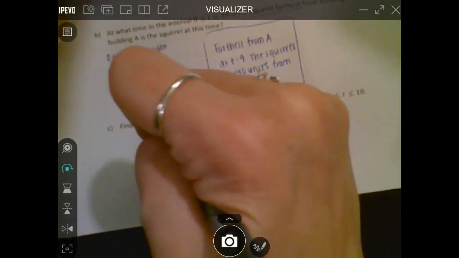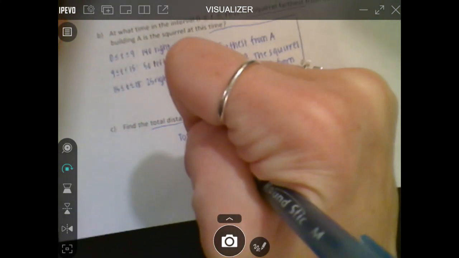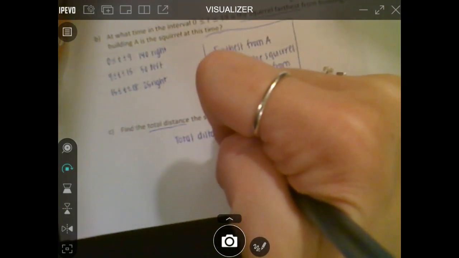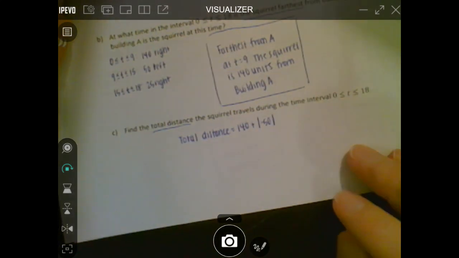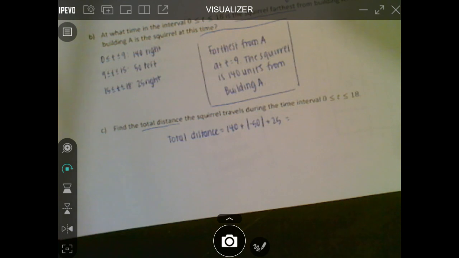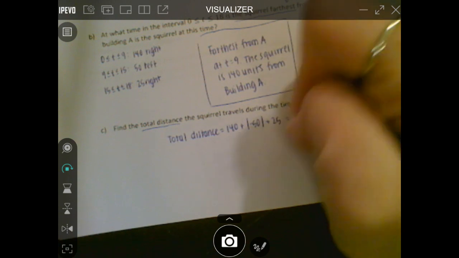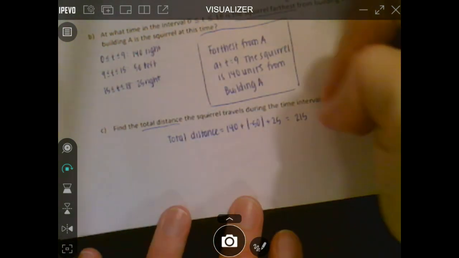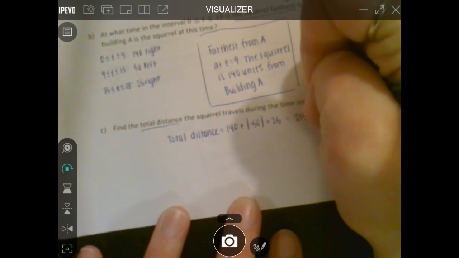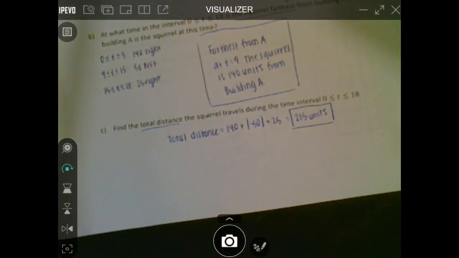My total distance is actually going to be almost the absolute value of the area under the curve, because I know that I'm going 140 units to the right, but then I'm going 50 units to the left. So I want to make sure that I'm accounting for the absolute value of that, since I'm still going 50 units. And then plus 25. So that should give me, let's see, 190 plus 25. So 215. So my total distance that my squirrel traveled during this time would be 215 units.